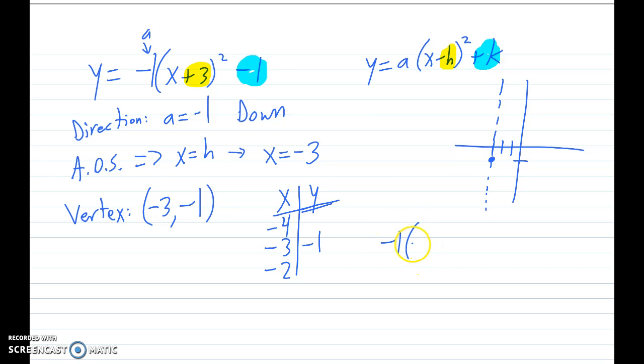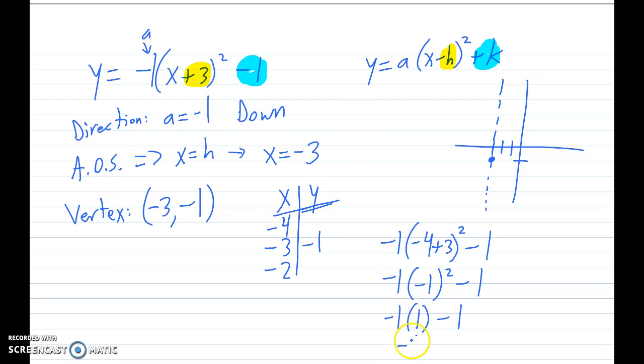So we have negative 1 times negative 4 plus 3, squared, minus 1. Lots of negatives going on here, so be careful. Order of operations tells me parentheses first, so negative 4 plus 3 is negative 1. Then I have to square that. Well, negative 1 times negative 1 is 1. And negative 1 times 1 is negative 1. And then minus 1, that gives me negative 2. So after all that, I simplify to get negative 2. And then I just plot them, and we draw the parabola, and you've got it.